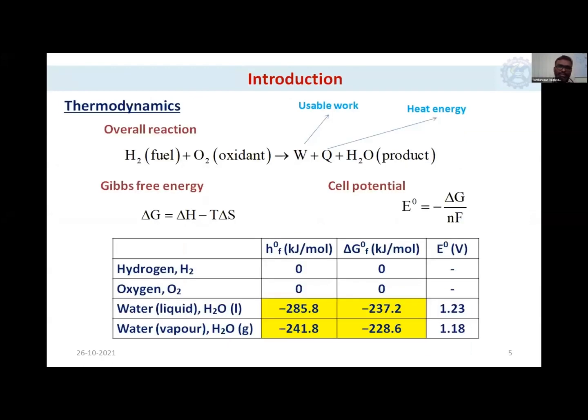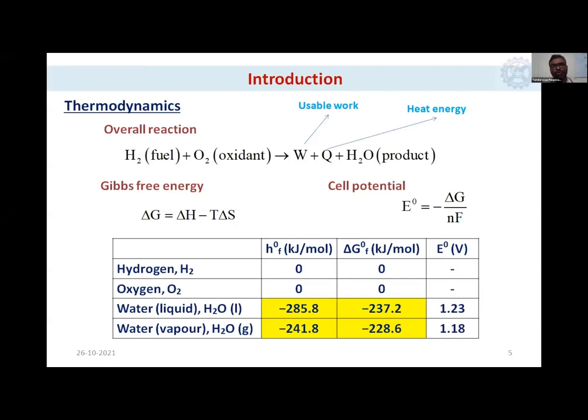And with this introduction, let's see some thermodynamic aspects. If you take a hydrogen oxygen fuel cell, hydrogen is the fuel and oxygen is the oxidant. Now, if you react these two, with the support of electrolyte, of course, you will get some usable work, that is W. We will get it in terms of electricity, and you will also get heat energy. These reactions are exothermic in nature, so you will get some heat energy.